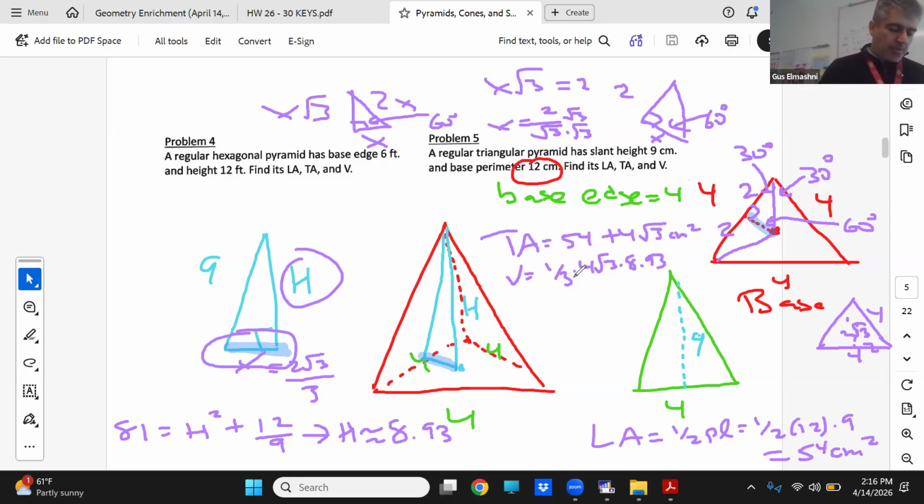If I multiply that out, 4√3 times 4√3 divided by 3, you get 20.6 for volume, rounded to one decimal place, cubic centimeters. So, ugh, that was not a fun one.